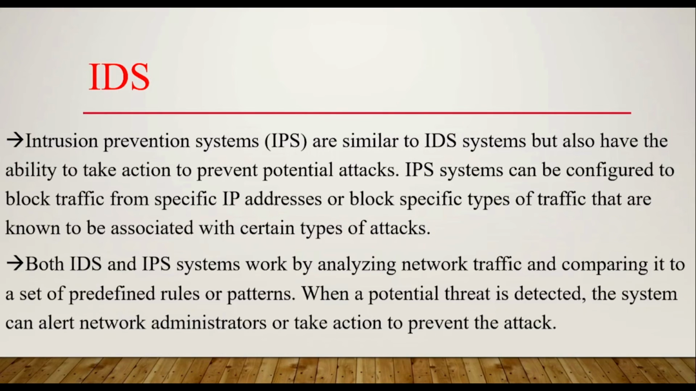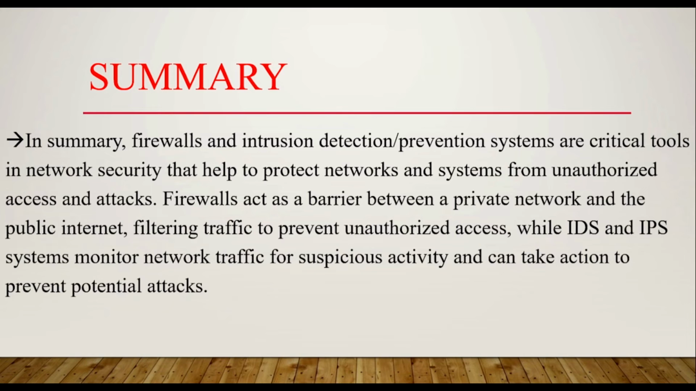Both IDS and IPS systems work by analyzing network traffic and comparing it to a set of predefined rules or patterns. When a potential threat is detected, the system can alert network administrators or take actions to prevent the attack. So we can summarize that firewalls and intrusion detection and prevention systems are critical tools in network security that help to protect networks and their systems from unauthorized access and attacks. Firewalls act as a barrier between a private network and the public internet, filtering traffic to prevent unauthorized access, while IDS and IPS systems monitor network traffic for suspicious activity and can take actions to prevent potential attacks.